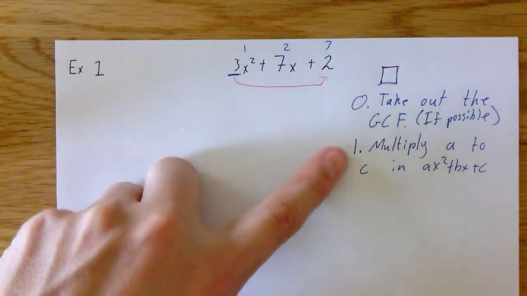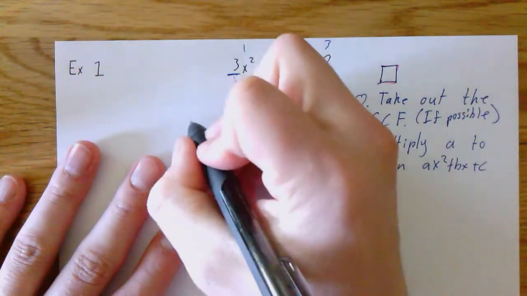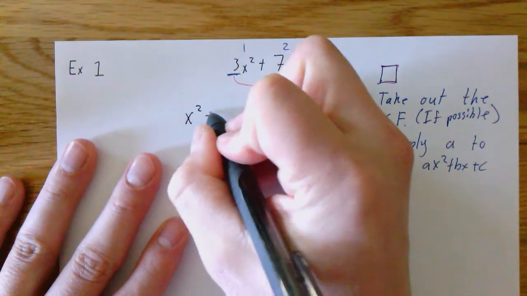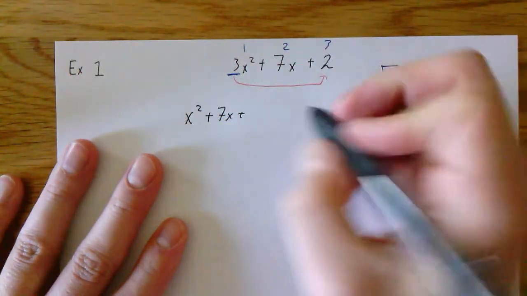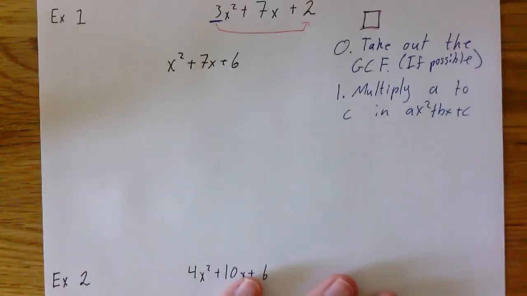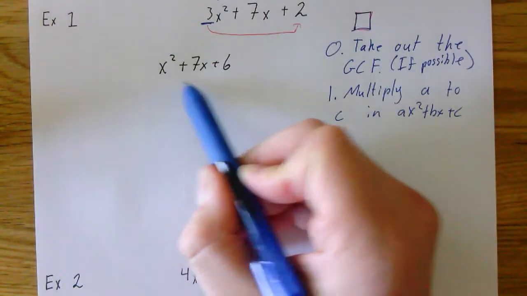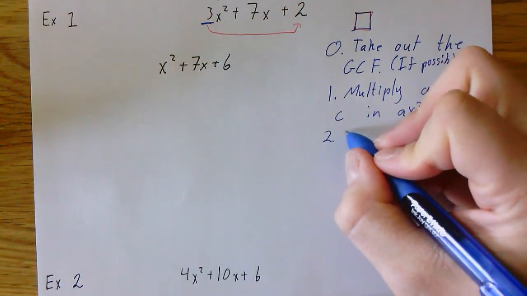So after we do this first step, we're going to have x squared plus 7x plus 3 times 2 is 6. All right, so we did step 1. We took the first number and multiplied it to the last number. Now, step 2 is we're going to take this new thing and do simple factoring.